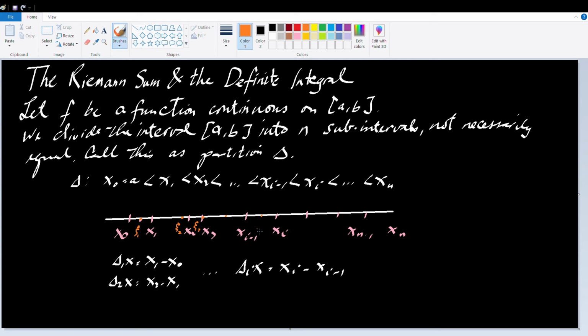Say for the ith subinterval, that is c sub i. Okay, so this is the ith subinterval, and the width is delta sub ix. And we do that for all the other subintervals. So that is our c sub n. Next, we form the sum.